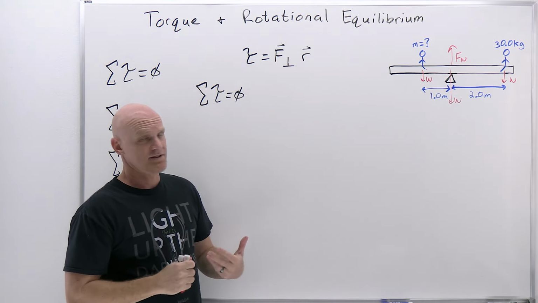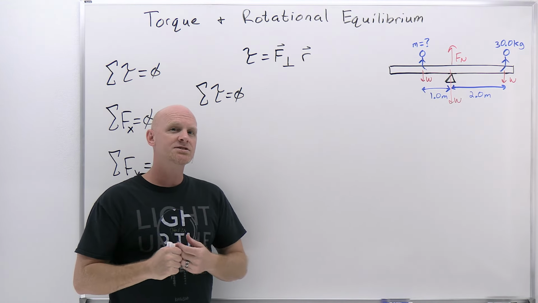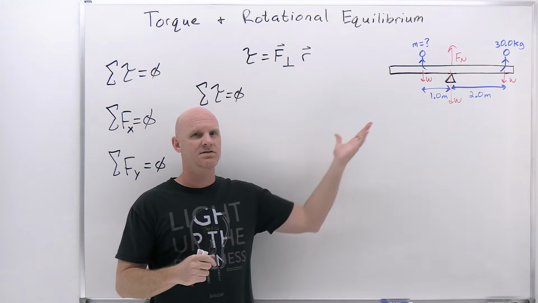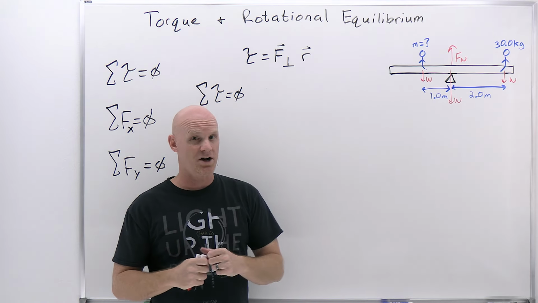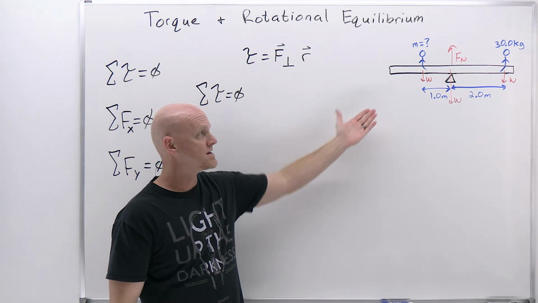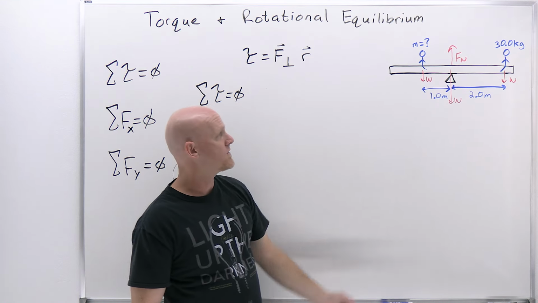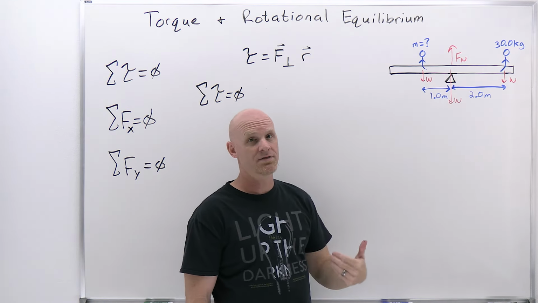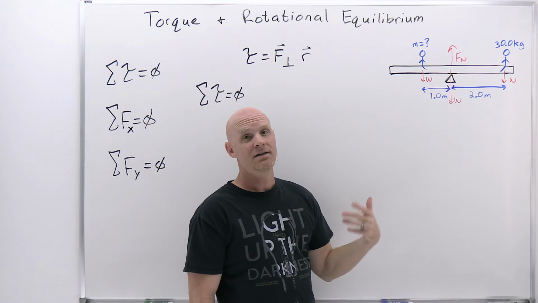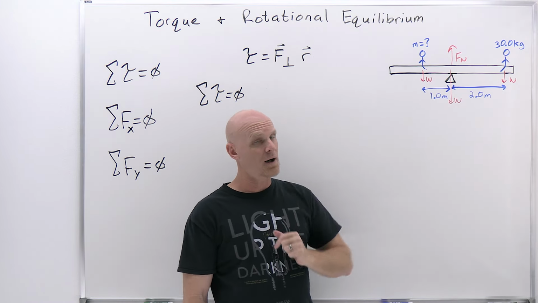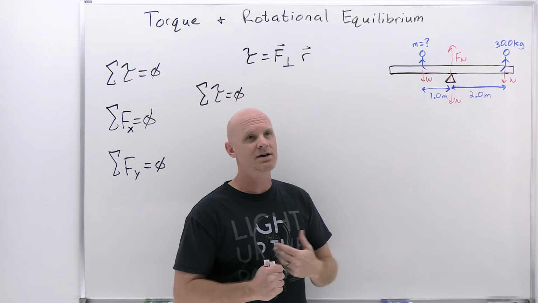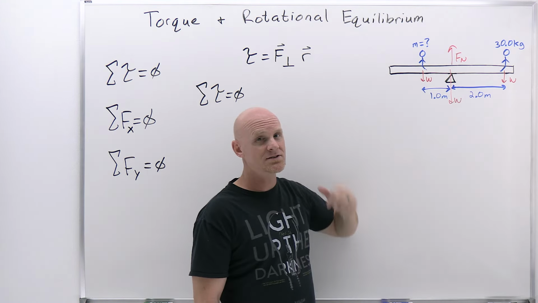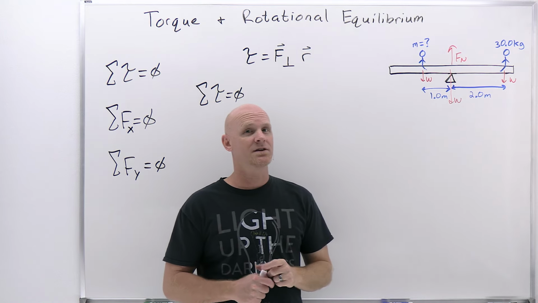And here's the deal. You can actually pick your axis of rotation anywhere. It doesn't have to be where this system is likely to have an actual axis of rotation. The key is this: it's not actually rotating. Whether I say it's likely to rotate about the axis right where the seesaw is in contact with the fulcrum, that is probably where it would rotate. In fact, it's definitely where it rotates. But you can pick the axis of rotation anywhere along that seesaw. It's not actually rotating in this problem.